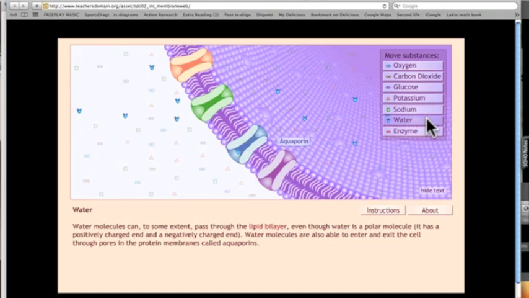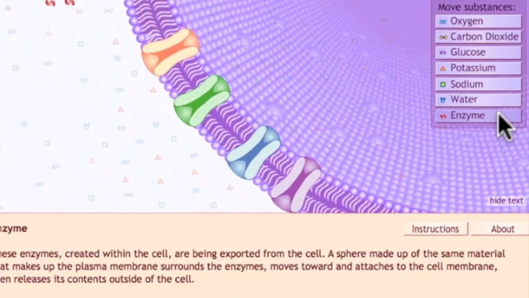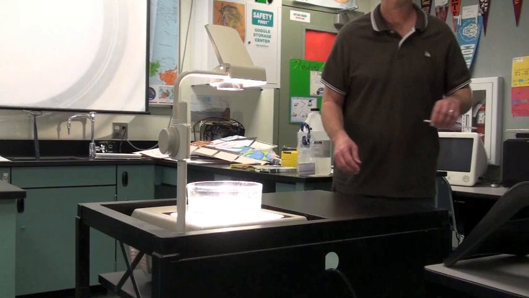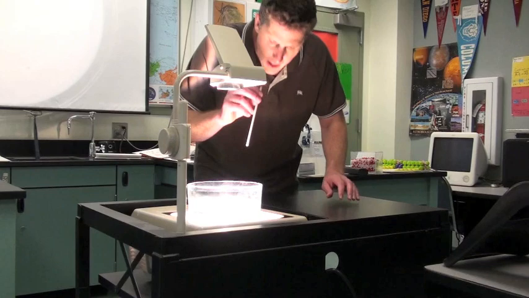This is the best. Watch what the membrane does with an enzyme. That's cool. Let's see it again. Amazing what the membrane can do. To show how a membrane can form, here's a high-tech demonstration. Hang on tight. It gets pretty exciting.